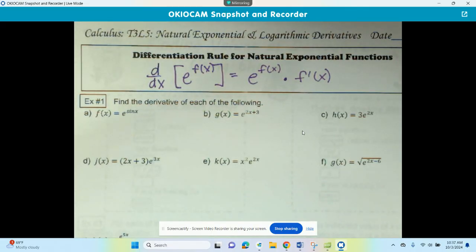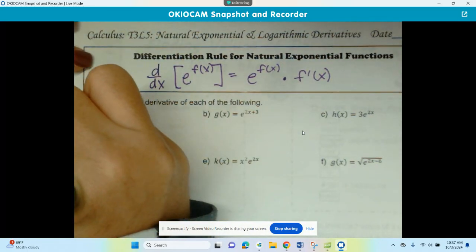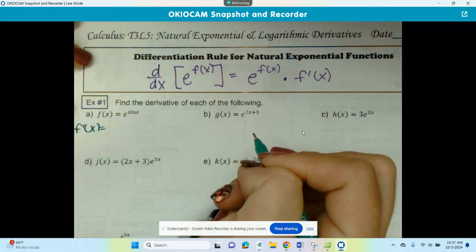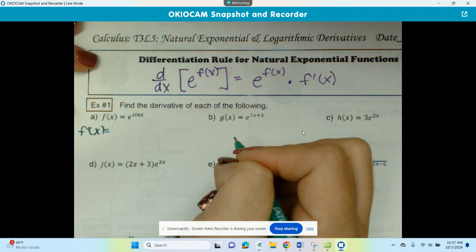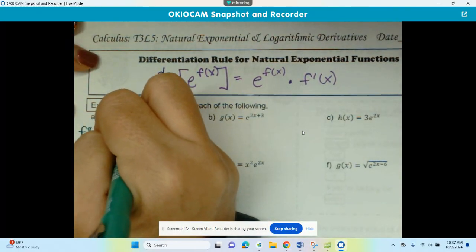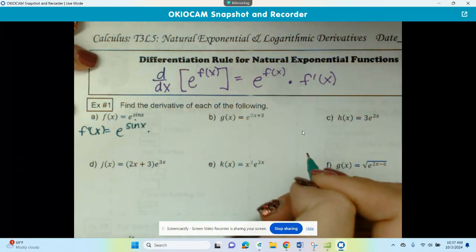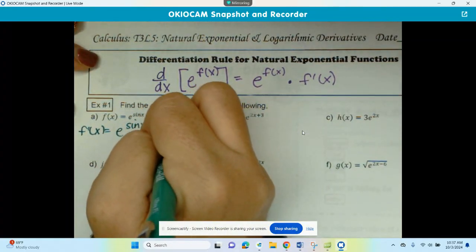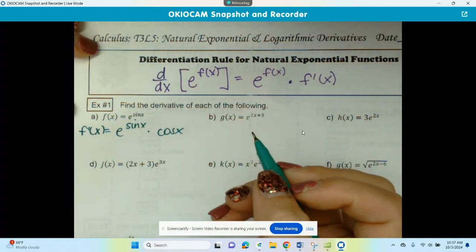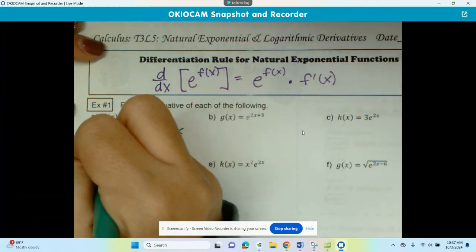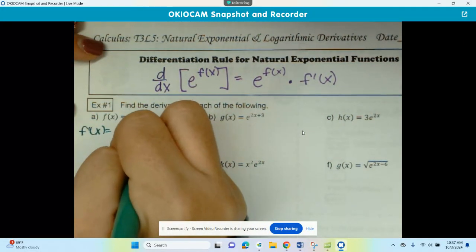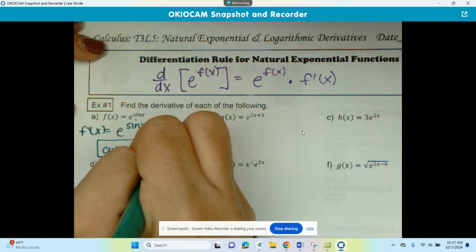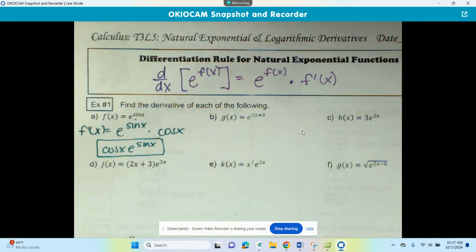So example 1, letter A. e to the sine of x. So f prime of x here is going to be, what is the entire function? e to the sine x, times what's the derivative of sine x? Cosine x. Boom. We're done. The only thing I will say is I'm going to write that with cosine x in the front. Do you have to? No. But I did. And we're done. That was it.